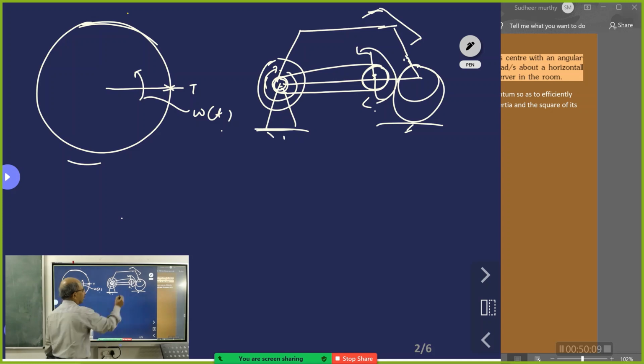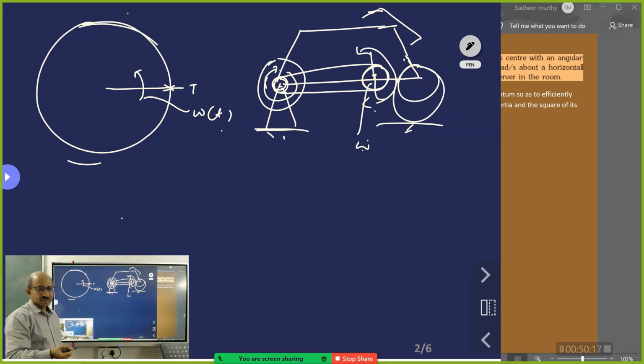Correct? Yes. So what happened here? Whatever work you did here, this work that you did here, it got converted into kinetic energy or rotational kinetic energy.